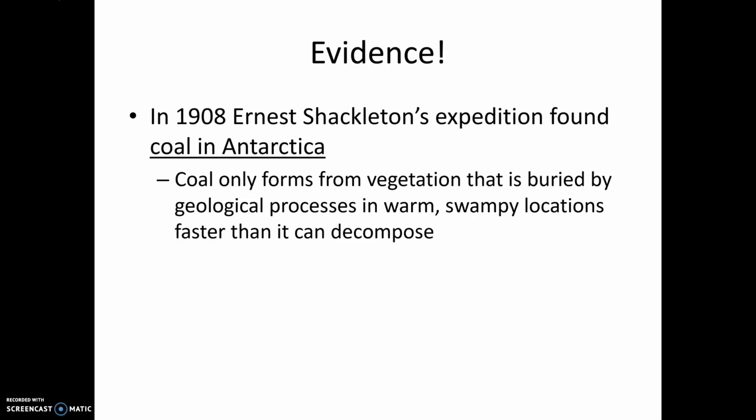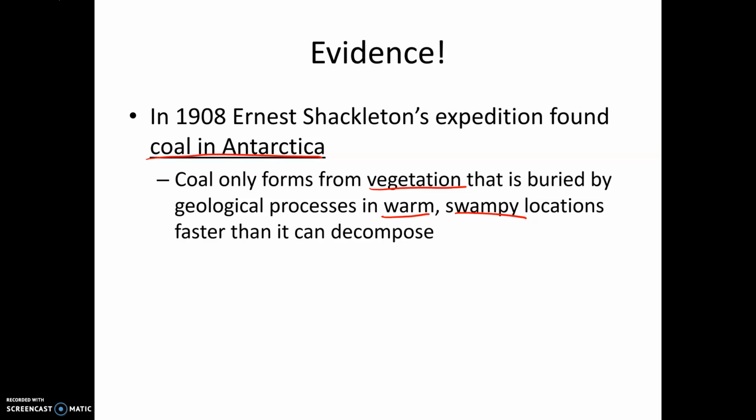Hi everyone. So last time we talked a little bit about continental drift, what that meant. So today we have some evidence here of that theory. So in 1908, Ernest Shackleton's team found that there was coal in Antarctica. So this might not seem like a really big deal, but the reason that this is really important is that coal only forms from some sort of vegetation that is buried by geological processes in warm, swampy locations. So as we know, Antarctica is not a warm place.